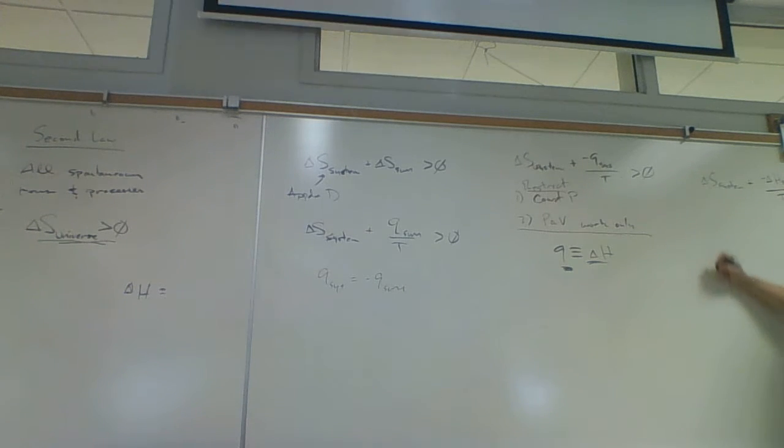is greater than 0. And then we're going to multiply both sides by T. In fact, we'll multiply both sides by negative T. And so we'll end up with negative T delta S of the system. Okay, so negative T times that is going to give us plus delta H of the system is going to be greater than 0.